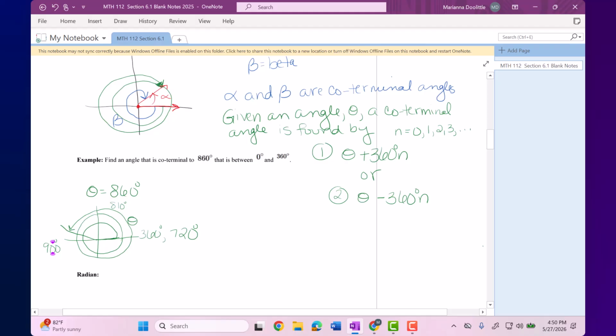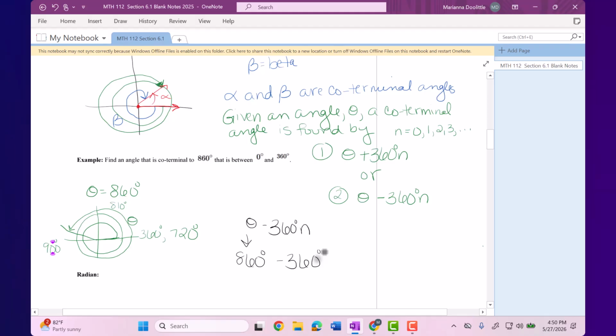So we're going to look at those two formulas there off to the side in green. And if we want it to be between 0 and 360 degrees, I probably want to use the second one, because if I'm adding 360 degrees in that first formula there, that is going to be outside of the window that I want to restrict my coterminal angle. So I'm going to be using theta minus 360 degrees n. I know my theta is 860 degrees. Now I just need to pick an appropriate n.